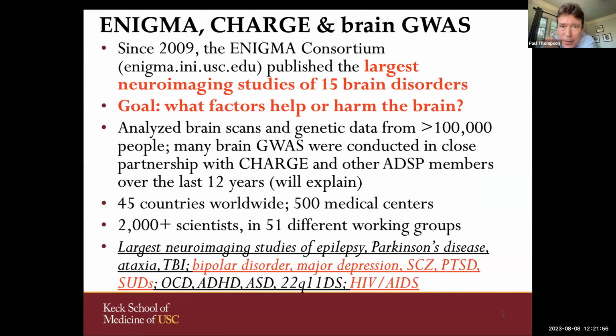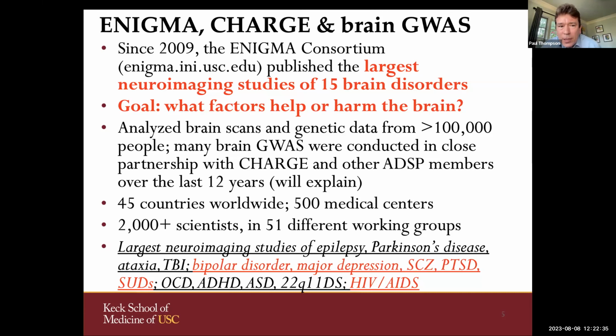So ENIGMA, which is a consortium, it stands for Enhancing Neuroimaging Genetics Through Meta-Analysis, was founded 14 years ago and has published the largest neuroimaging studies of now 15 brain disorders. Now, this is not exclusively a genetics consortium. The goal is to discover factors that help or harm the brain, but in the course of doing so, we've analyzed brain scans and genomic data, whole genome data, genome-wide association data from over 100,000 people. Many of the brain GWAS conducted in close partnership with Charge and other ADSP members over the last 12 years. I'll explain that in a moment.